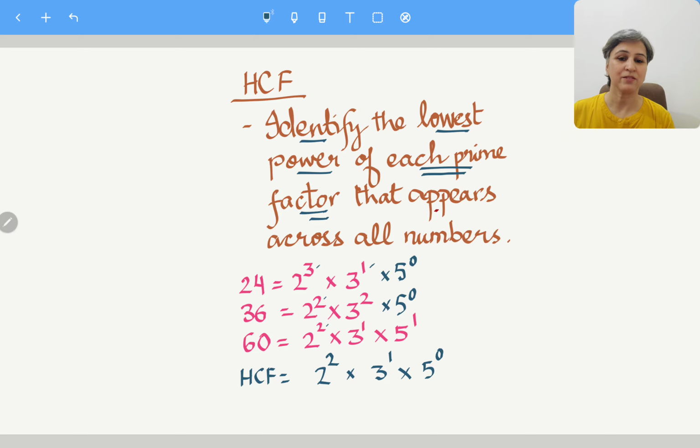Okay, so this is a very tricky step. You have to be careful here. Now we multiply the numbers. So 2 twos are 4, then we have 3, and 5 to the power 0 is 1. That gives us 12. So 12 is the HCF.